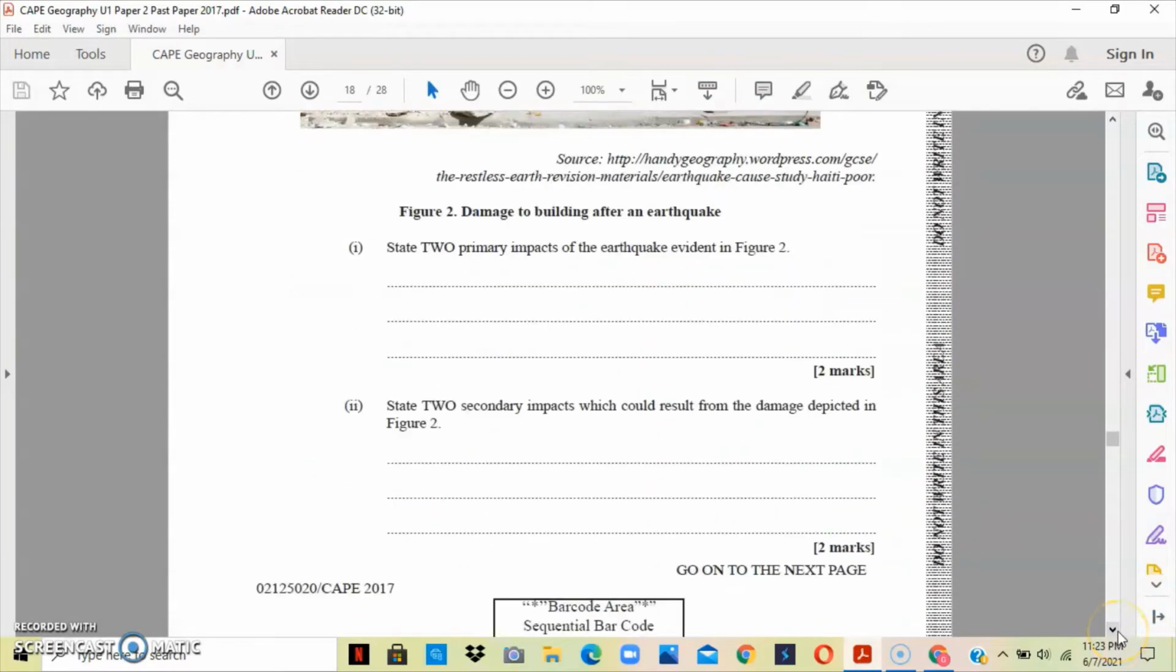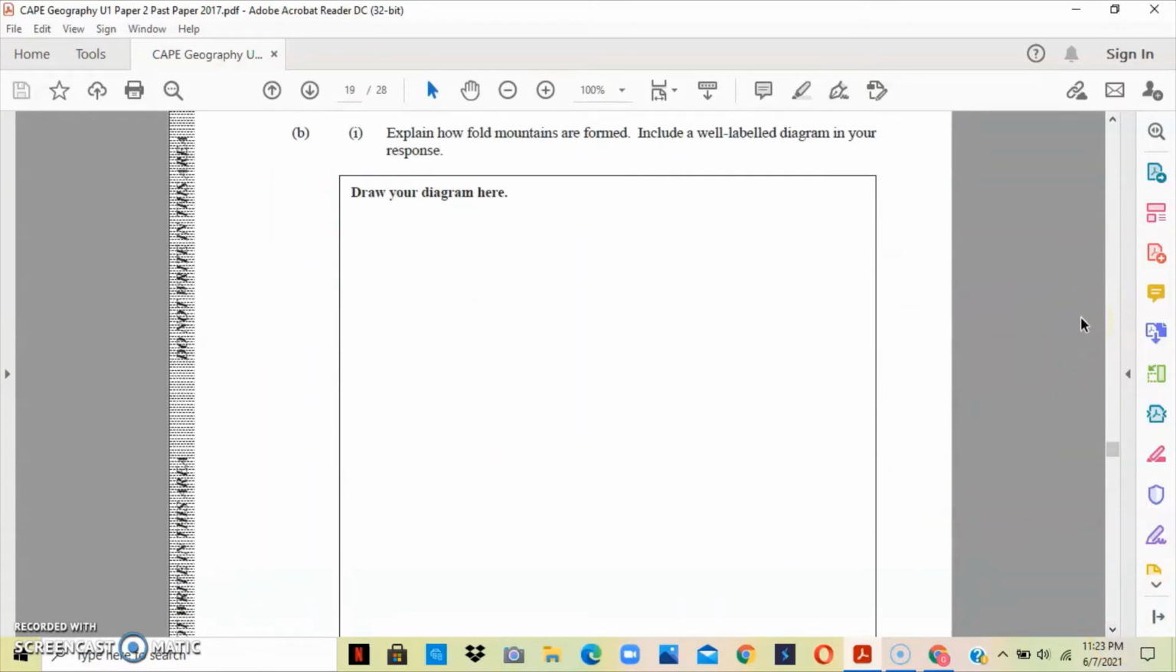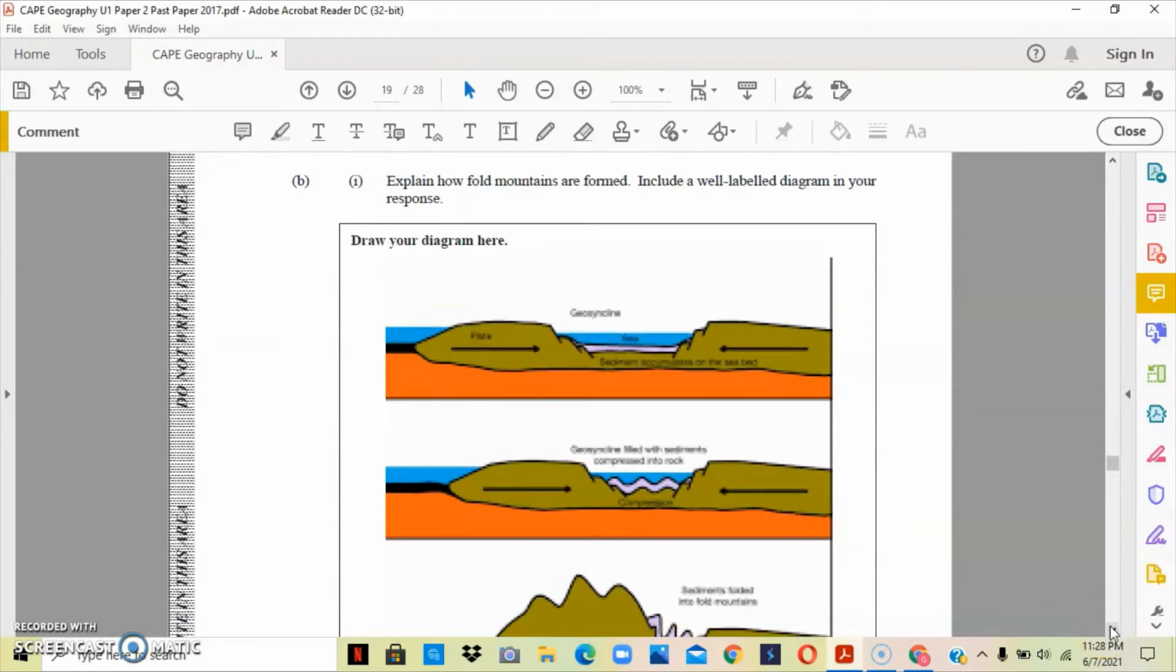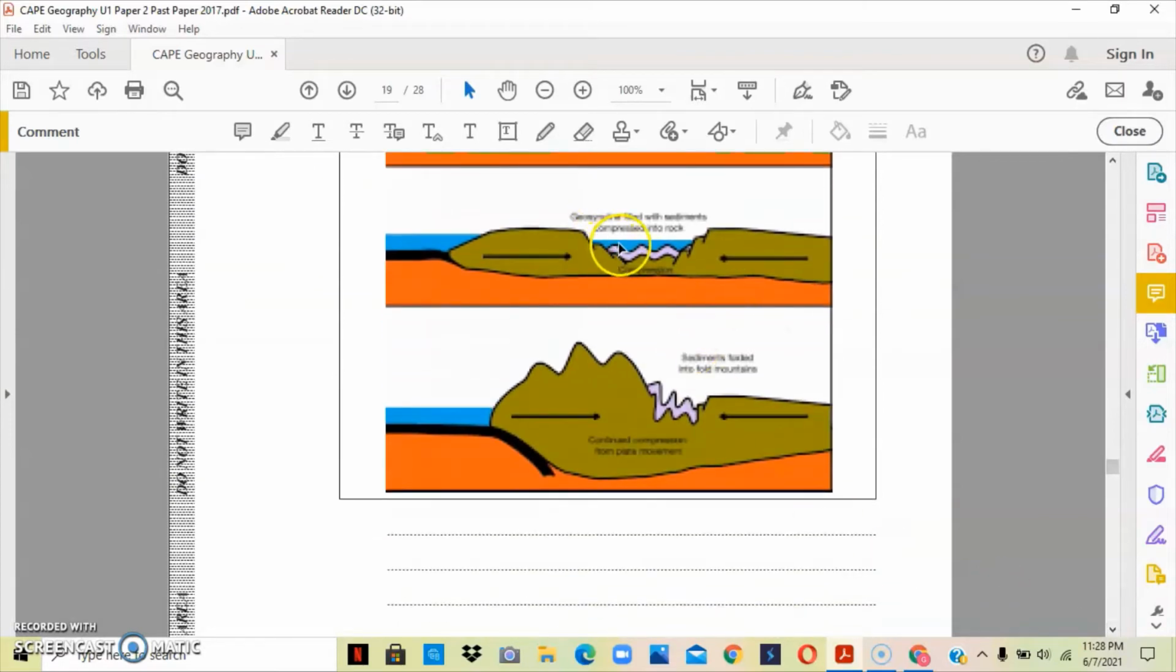So let's move on to part B. Part B asks us to explain how fold mountains are formed, and we're to include a well-labeled diagram in our response. So, fold mountains are created where we have two or more plates, or tectonic plates, coming towards each other. So, in the first picture, you see the two plates coming towards each other. This is a convergent plate boundary. Now, when the plates come towards each other, they will collide. Now when they collide, right here, they will start to compress. So the two plate boundaries, once they meet, will start to compress.